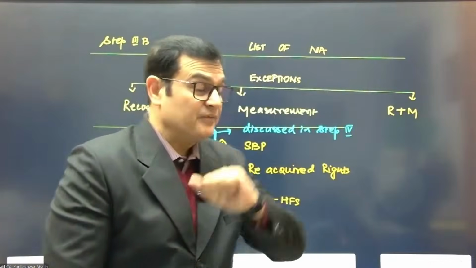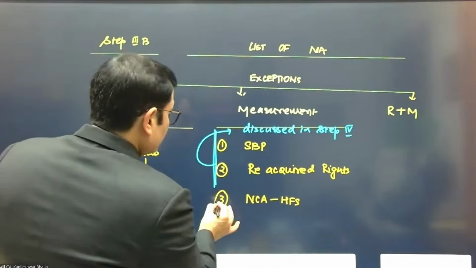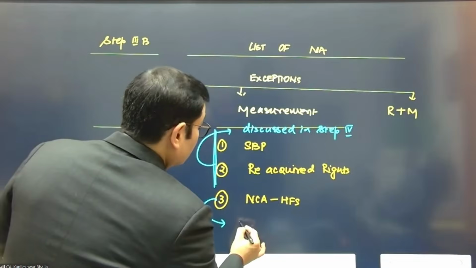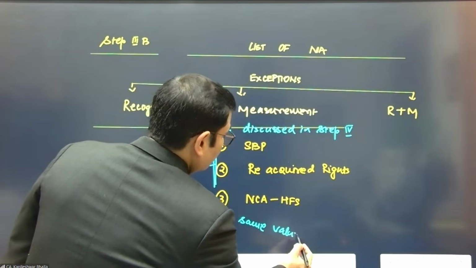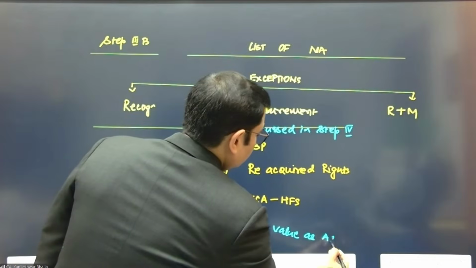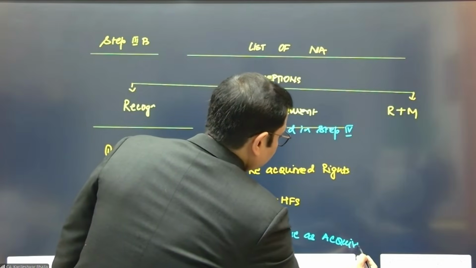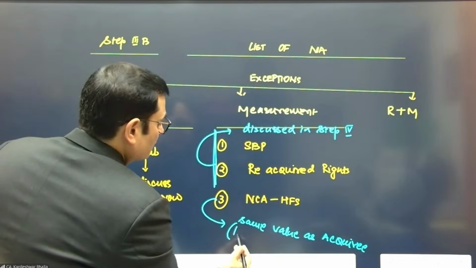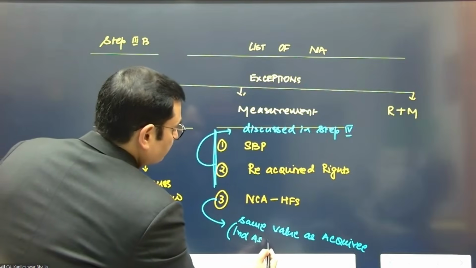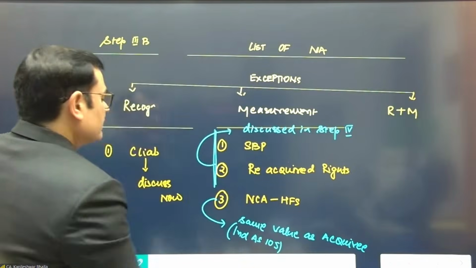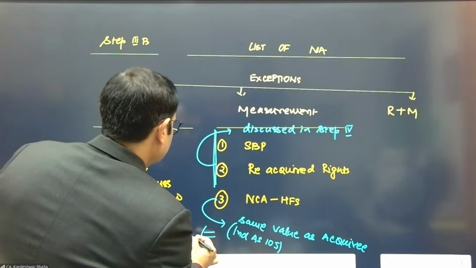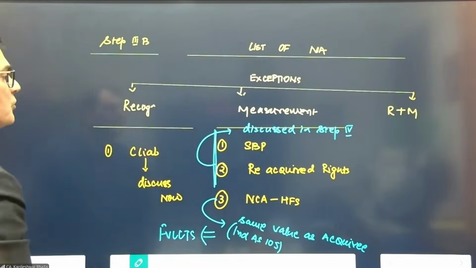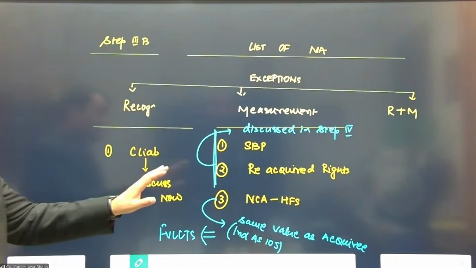Our minds need to be very clear. And in terms of NCA held for sale, it will be the same. It will appear at the same value as in the acquiree. That is Ind AS 105, and when you say Ind AS 105, it is appearing at fair value less the cost to sell. So we're going to pick it as it is. So this stands discussed.